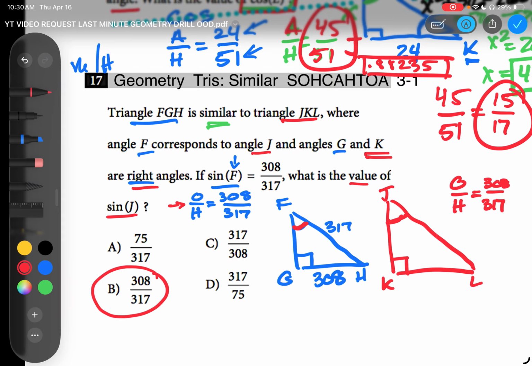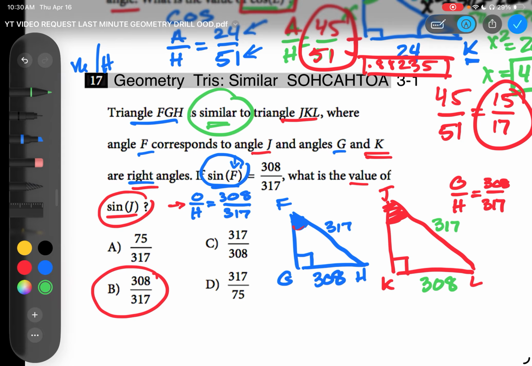What? That's all they had to do? Yeah. Let me verify because it's question number 17. Oh, 17, borderline medium hard. Sine of F. Yep, certainly is. So it's from this corner. And the other one is the sine of J. So it is from this corner. Well, if they are similar triangles, they share the same proportional measurements. So we could actually say that that could be a 317 and that could be a 308 as well. So the opposite from J is 308 and the hypotenuse is going to be 317.